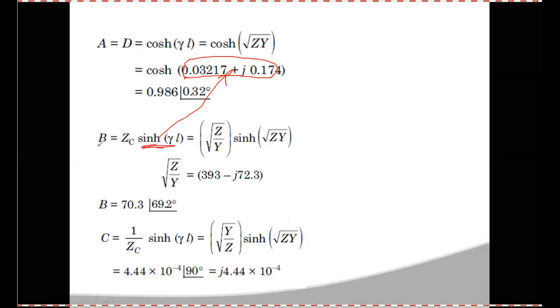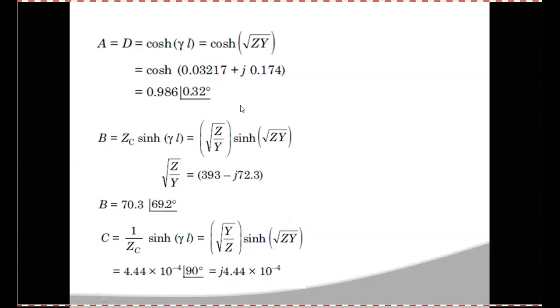Then the value of B can be calculated by multiplying this sinh gamma l with Zc, and Zc is the square root of capital Z by Y. Now, by substituting all those values, the B value you are getting here is 393 minus j 72.3. If you convert that into polar form, you are getting 70.3 at an angle of 69.2 degrees. In a similar manner, you calculate C as 1 by Zc into sinh gamma l. That value you are getting is j 4.4 into 10 power minus 4. So you got all the ABCD parameters.